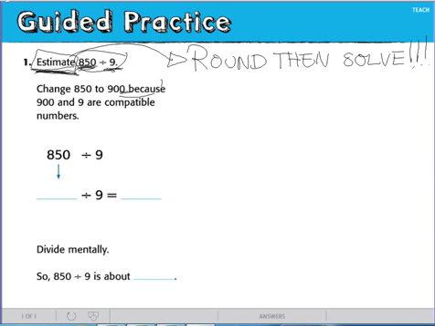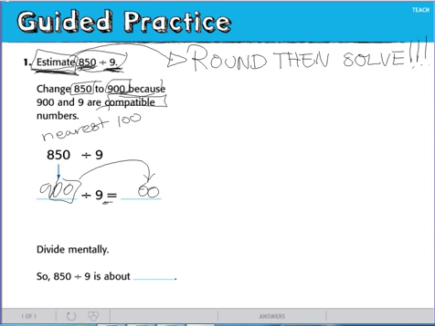Now, according to my directions, it says that 850 is close to a number that is very easy to work with: 900. So 850 will become 900. So we're actually rounding to the nearest 100. Okay? Now, because these numbers are already compatible, we're going to leave it. So how many zeros do I have? 2. Do I have any over here? No. So I keep both of them. Take them over to my answer. They are now done. 9 divided by 9 is? 1. So 850 divided by 9 is about 100.